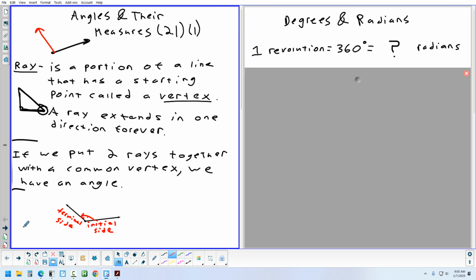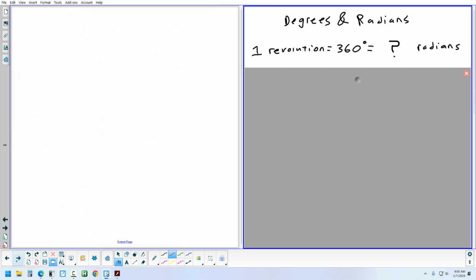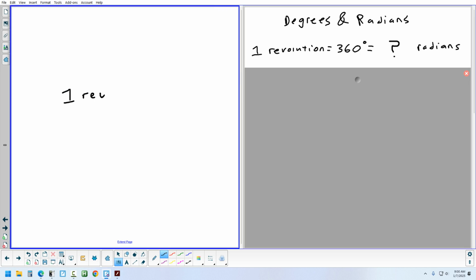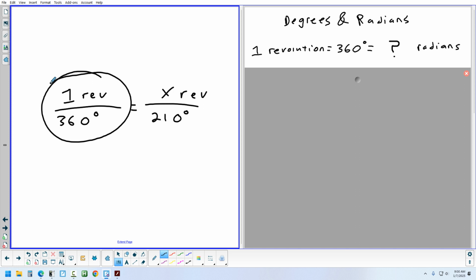Now, once you know some kind of fact between two different units, you can use that fact to convert between the two. So let's say we know in one revolution there are 360 degrees. I want to figure out how much 210 degrees is in revolutions. Well, all I have to do is set up a proportion like that. One side of the proportion has to be something that I know is true. Is that the only fact that's true between degrees and revolutions?